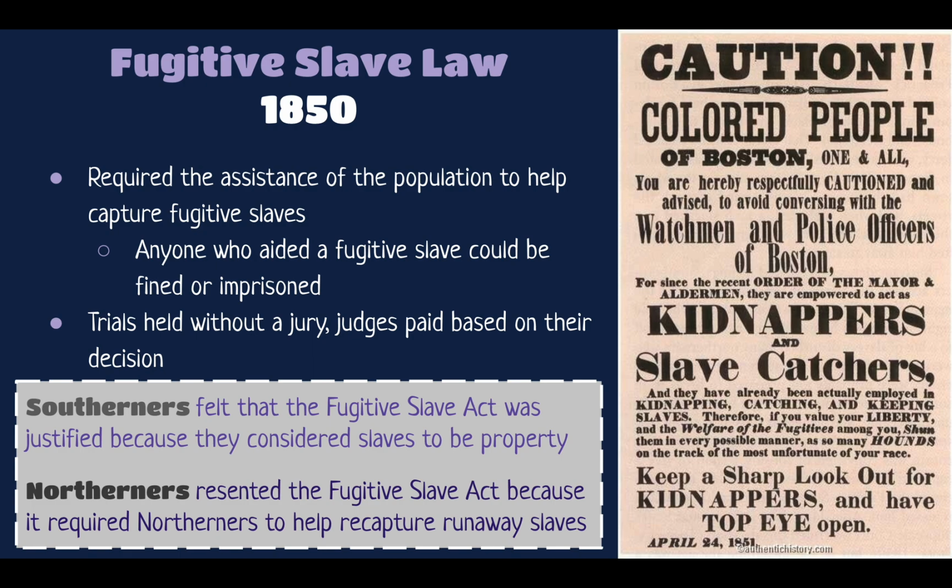So perhaps in the past, a Northerner could simply avoid the issue of slavery and pretend that it wasn't a problem. Now they're being implicated in the slave system because they could be penalized for assisting someone in trying to gain their freedom.